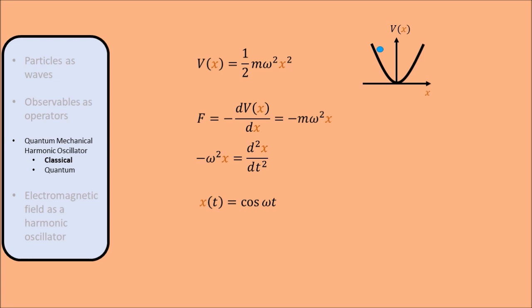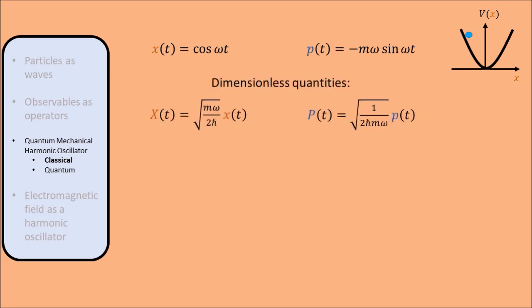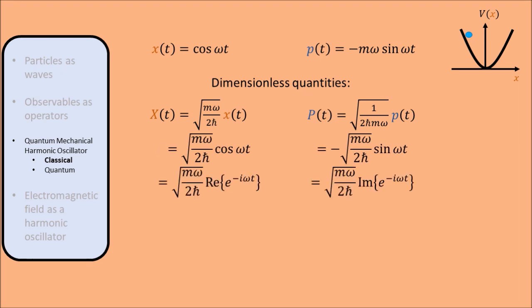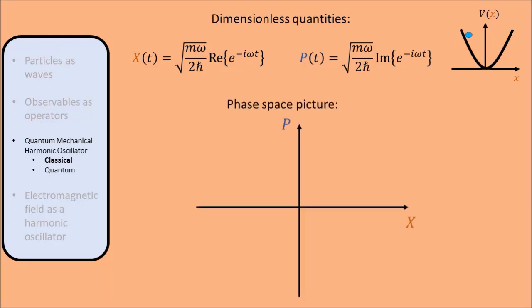From this we can also calculate the momentum of the particle as a function of time, which turns out to be proportional to sine omega t. What we can do next is to make these quantities dimensionless so that they can be compared to each other more easily. We can multiply x by some factor and p by some other factor so that we now have two quantities which are both dimensionless. We can now write them as the real part and imaginary part of a complex exponential, just like we could write a monochromatic optical field as a real part of a complex exponential. Since these two quantities are now dimensionless, we can conveniently plot them against each other in a phase-space picture.